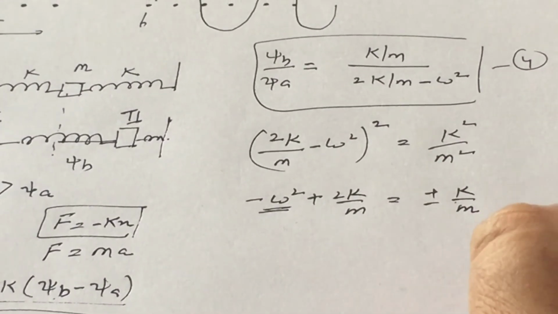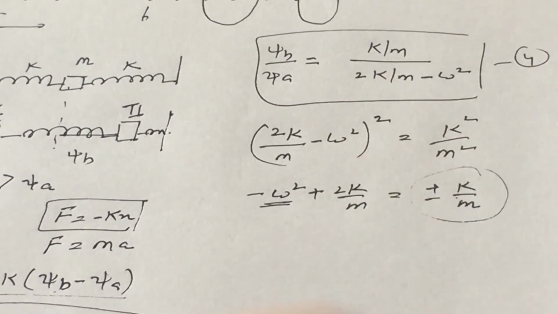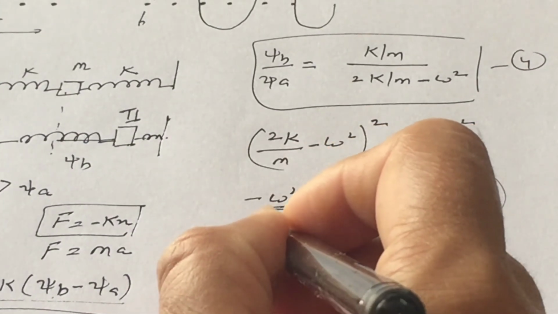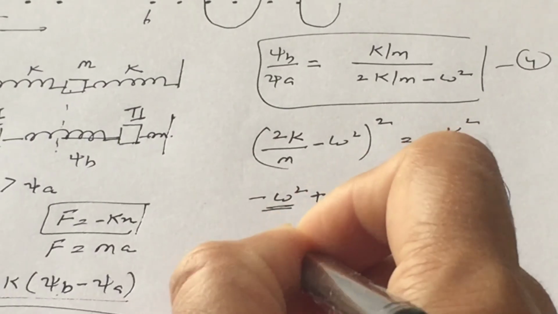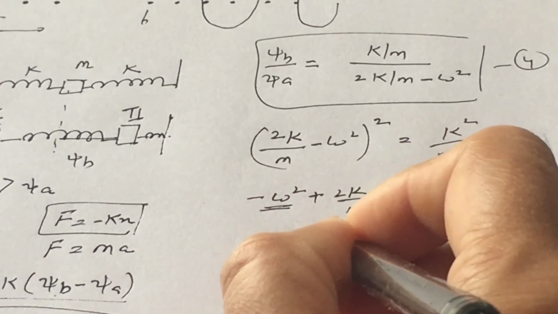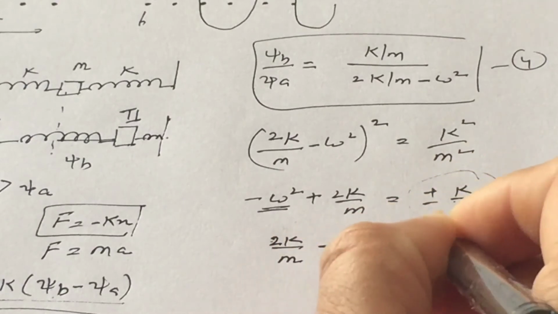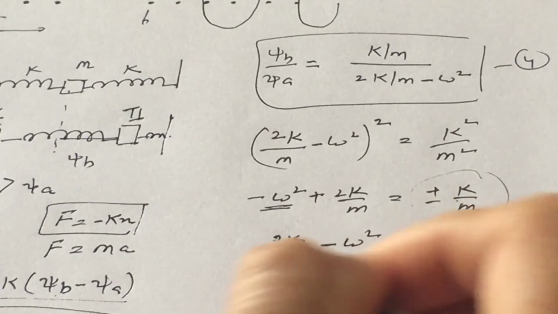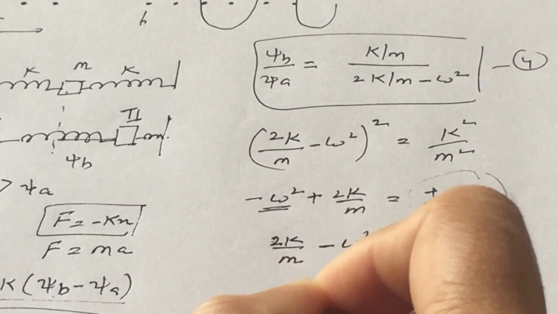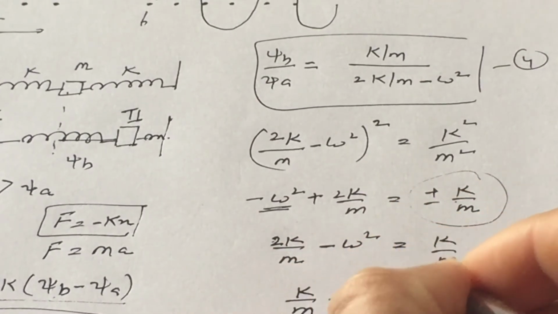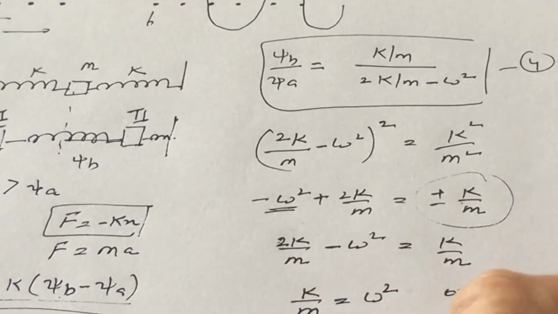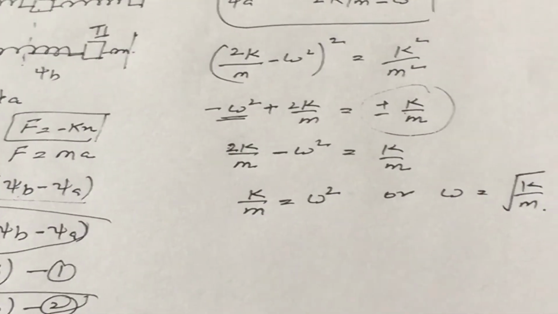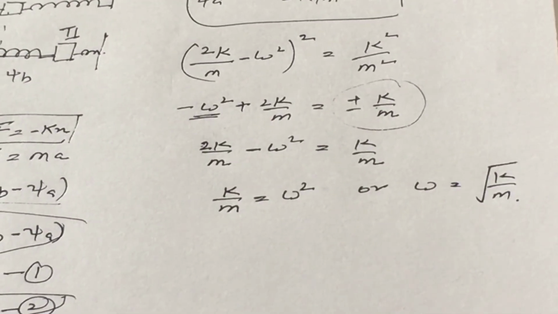Let us consider first, if this term is positive, that is plus k by m, we will get 2k by m minus omega square is equal to k by m. Just solve for the omega value. If we shift, we will get k by m is equal to omega square, or you can say that omega is equal to the square root of k by m. It is the simple solution which we get in the case of a simple pendulum.